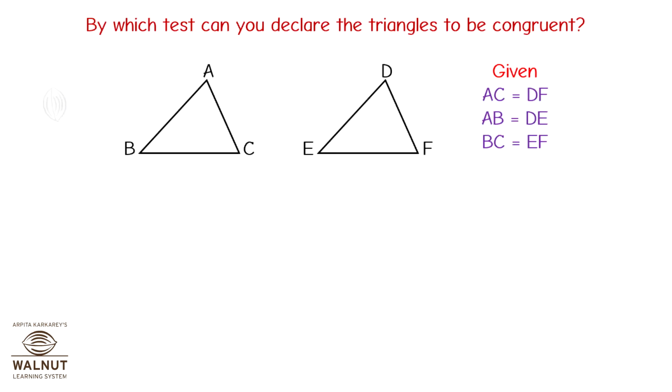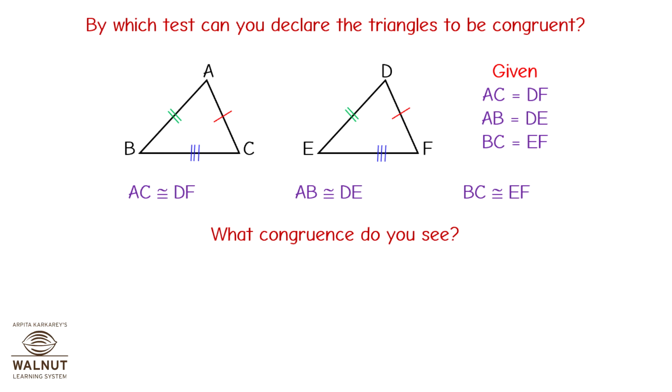By which test can you declare the triangles to be congruent? Look at the given information and let's make some notes in the diagram. AC is congruent to DF, so make some mark on AC, maybe a single line across it. Make the same mark on DF. That helps you quickly see that they are congruent sides. Do this for all the other given information too. AB is congruent to DE, BC is congruent to EF.